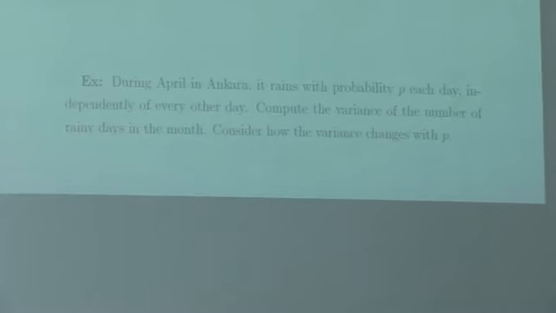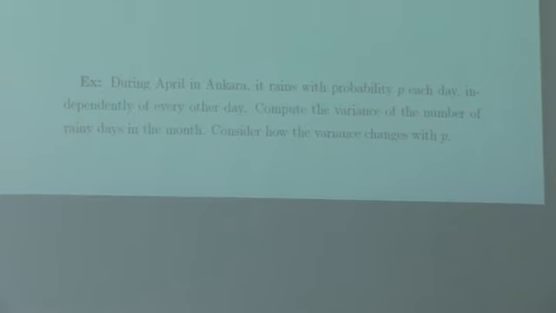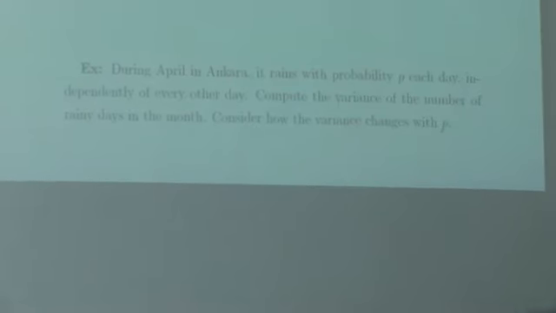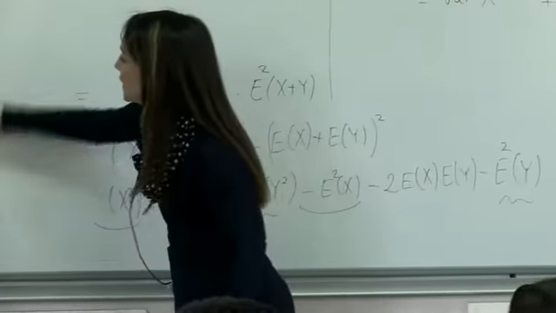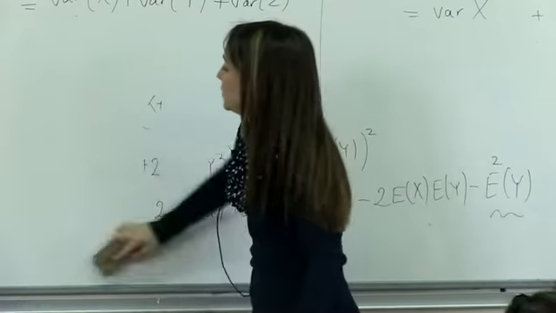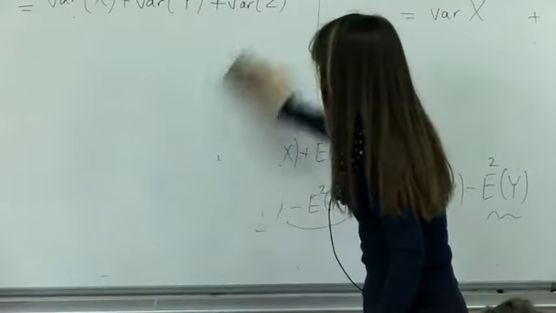During April in Ankara, it rains with probability p each day, okay, independently from day to day. Compute the variance of the number of rainy days in the whole month of April. Consider how this variance changes with p. So let's erase this part. What do you think? What do you think the answer is?